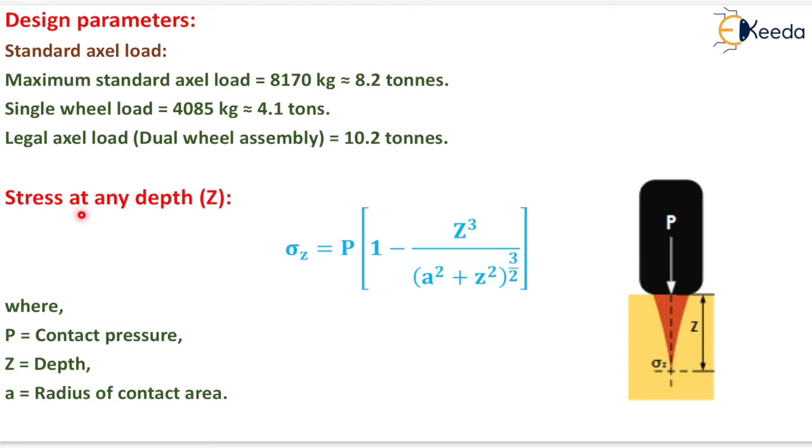Now stress at any depth: we have to find the stress at depth Z, that is here. It can be found by the formula P into 1 minus Z cube upon (A square plus Z square) to the power 3 by 2, where P is contact pressure, Z is depth and A is radius of contact area.